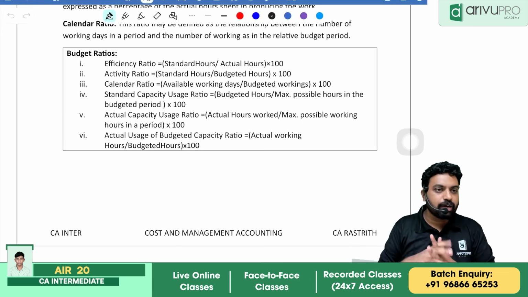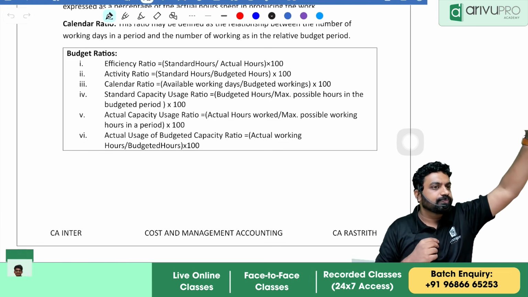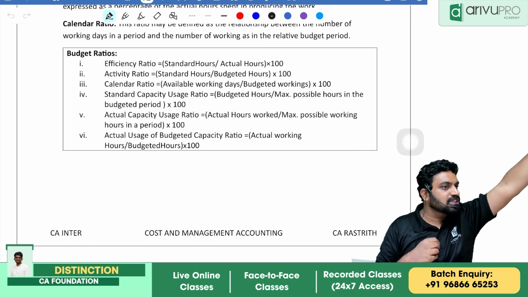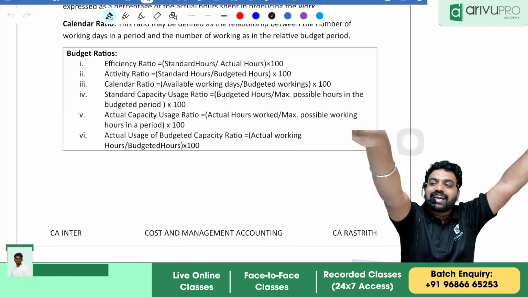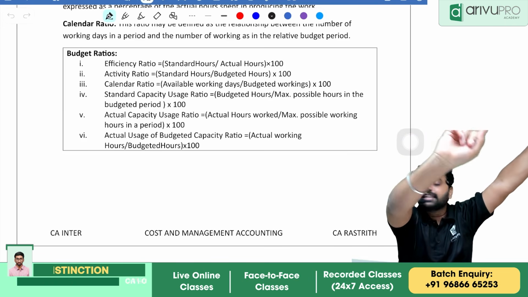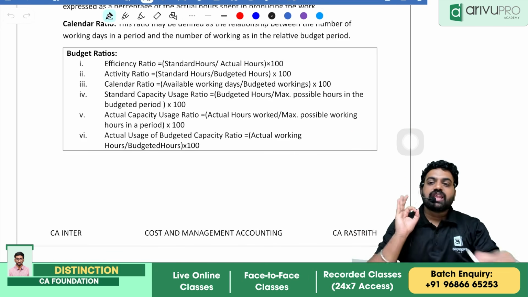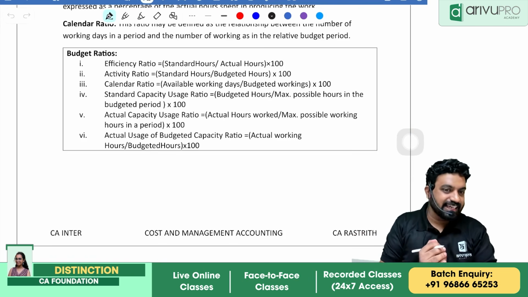Budgeted ratios, or budget ratios as we call them, are nothing but whatever you found in standard costing in terms of amount. Here we are trying to find it out in terms of percentages. That's all. So, the first ratio we are going to discuss is the efficiency ratio.